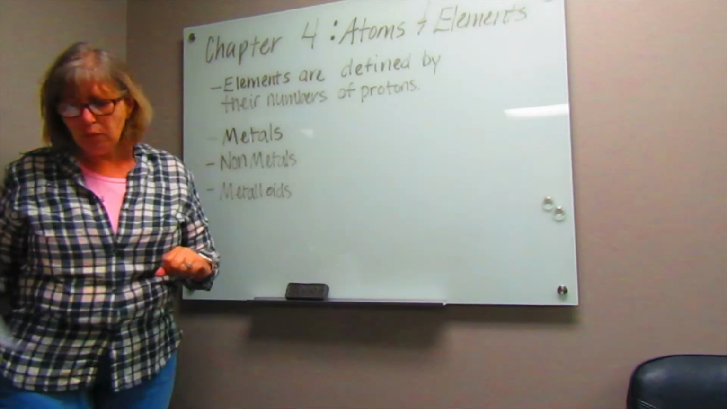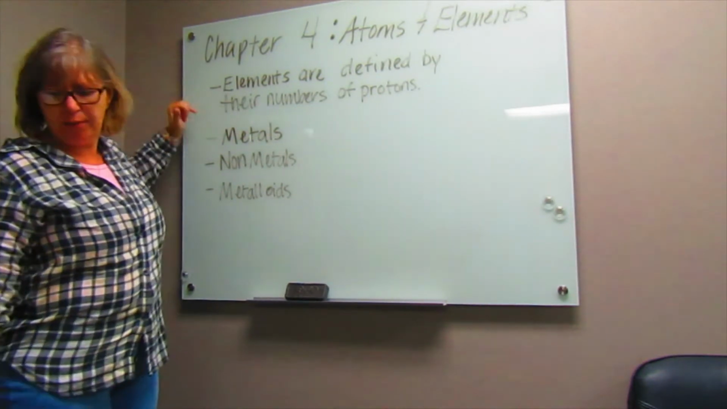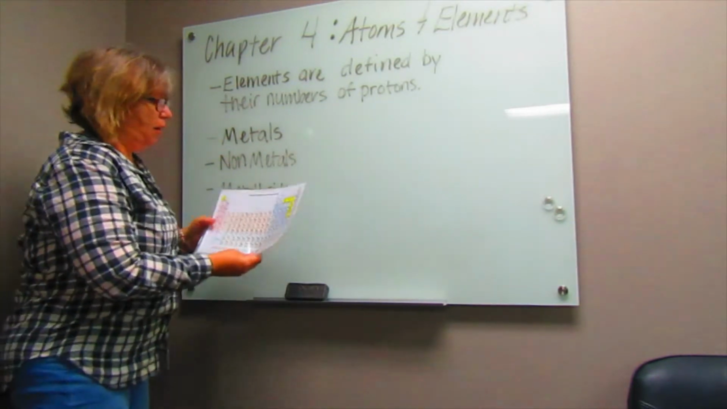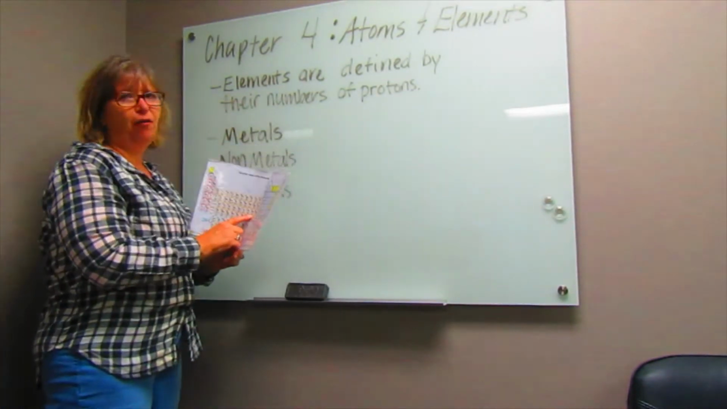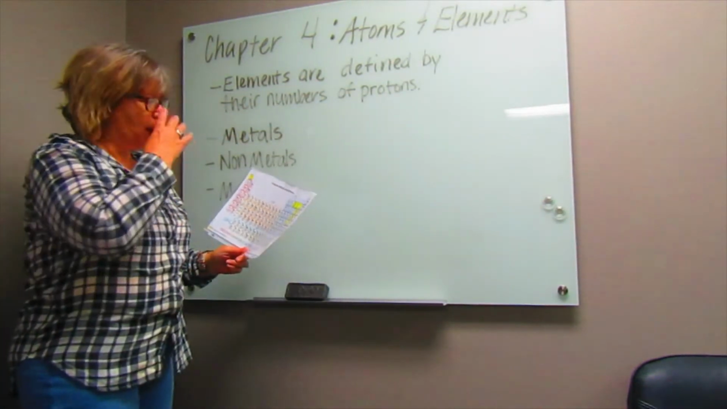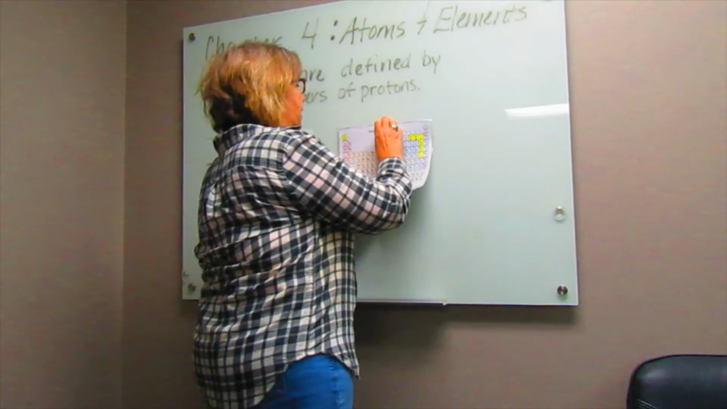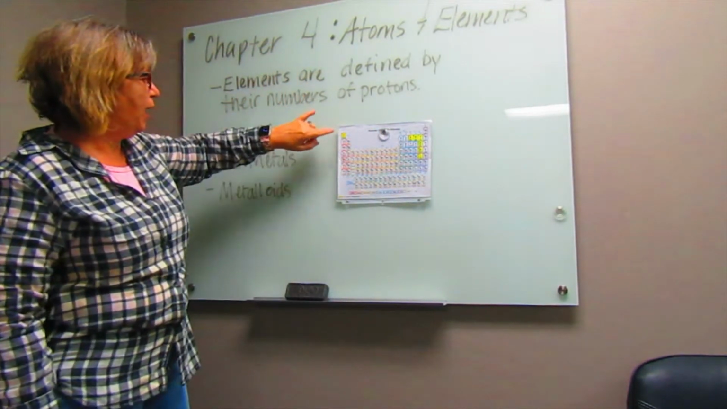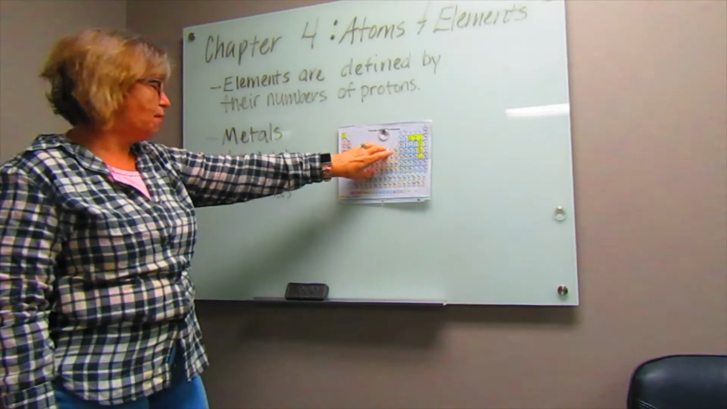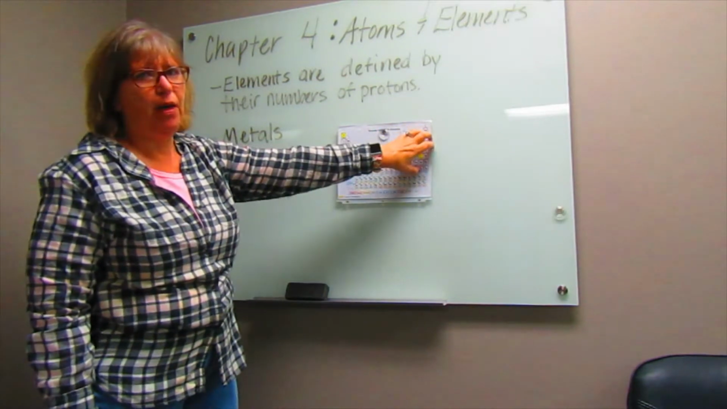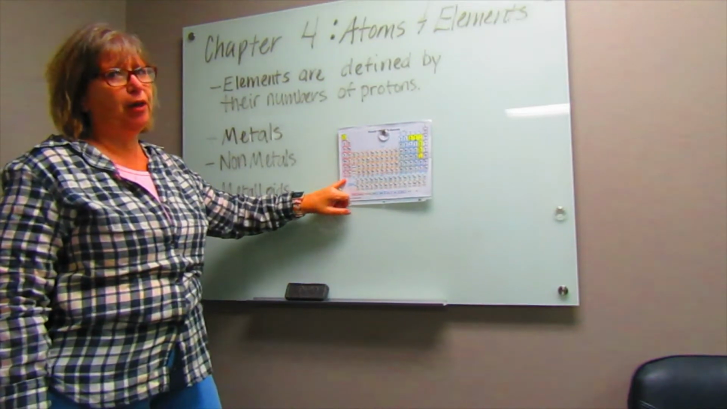Alright, so some of the things that we need to talk about in this video are elements. Elements are listed on your periodic table, and they are defined by their number of protons. The periodic table is divided, and we'll get a closer look at it momentarily, between metals, metal alloys, and then nonmetals, okay? And so you need to be able to identify these on your periodic table.